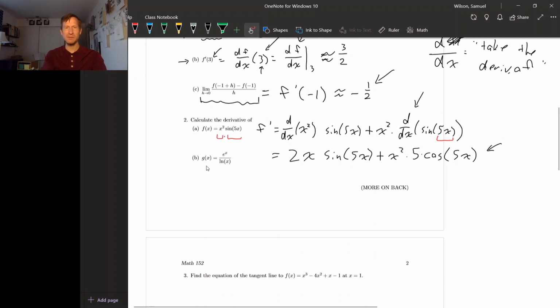All right, now for part B. Looks like we have a quotient, so we should use the quotient rule. If you wanted to, you could convert this quotient to a product using a negative exponent and then use the product rule, but let's use the quotient rule.